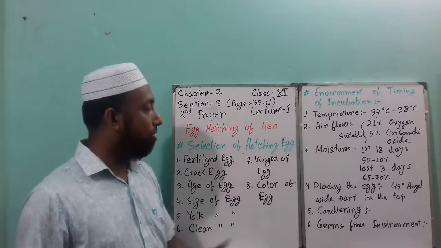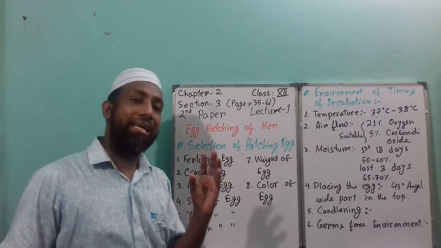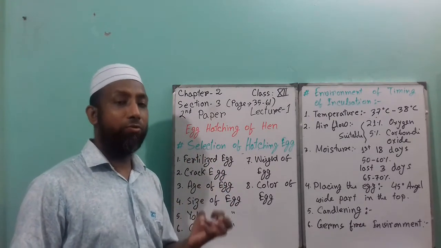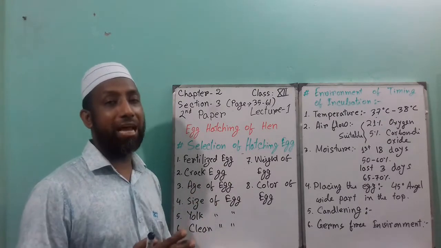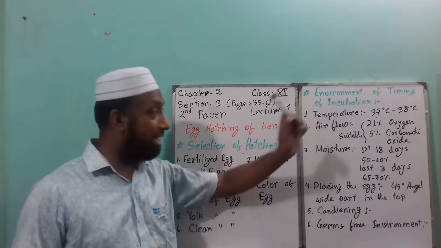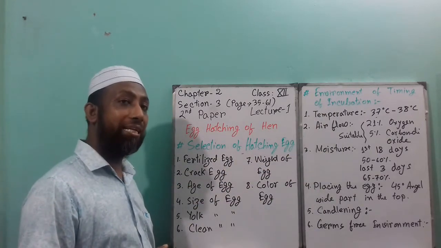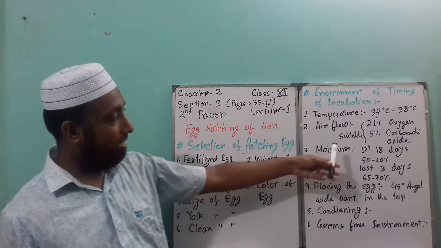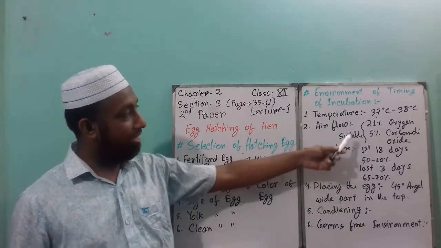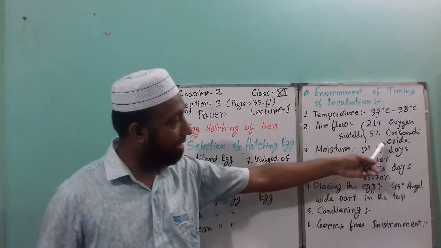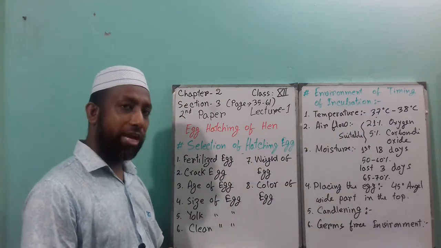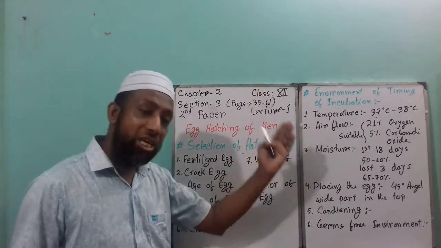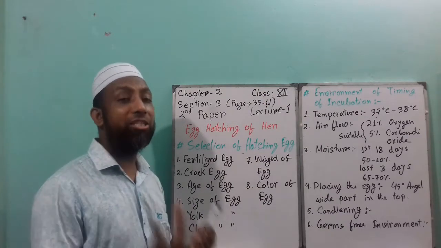Next is airflow. Inside the egg, everything is present except airflow. That means the food they need for growing the embryo during the incubation time, everything will be present at that time. But only the airflow is not present. What I write here, the suitable airflow will be 21% oxygen and 5% carbon dioxide at that time. So this will be a suitable environment for incubation time, that means for hatching time.